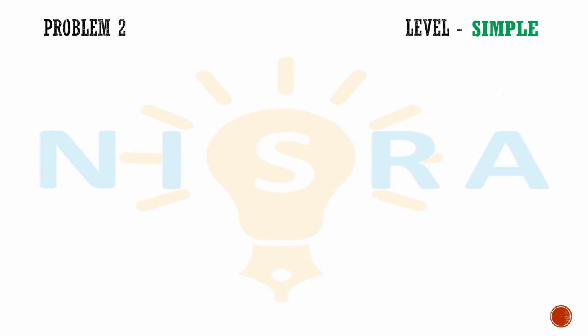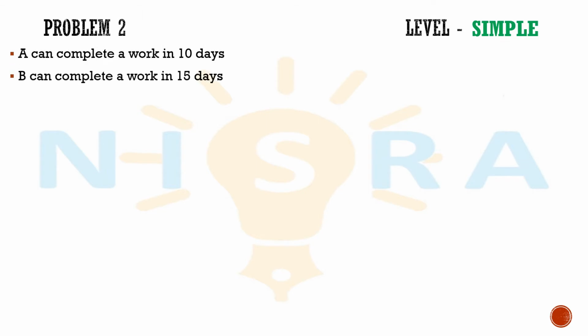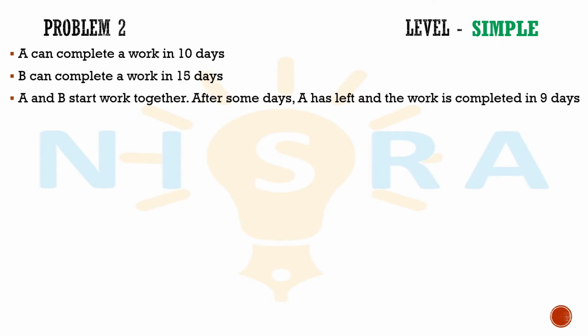Now we look into problem 2. A can complete a work in 10 days. B can complete a work in 15 days. A and B start the work together. After some days, A has left and the work is completed in 9 days. Calculate the number of days A worked.